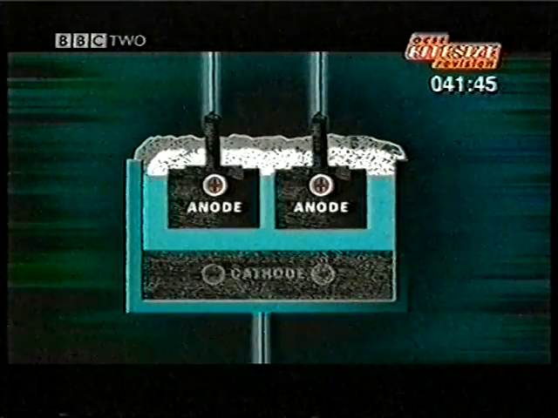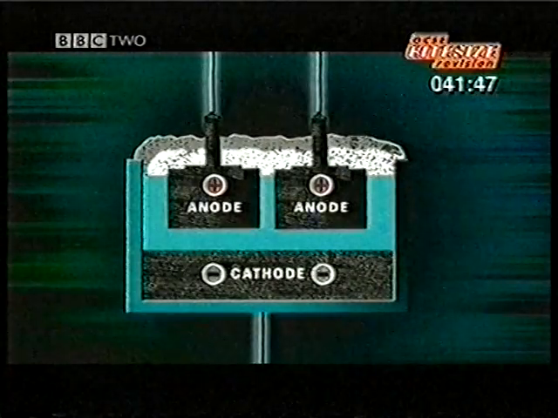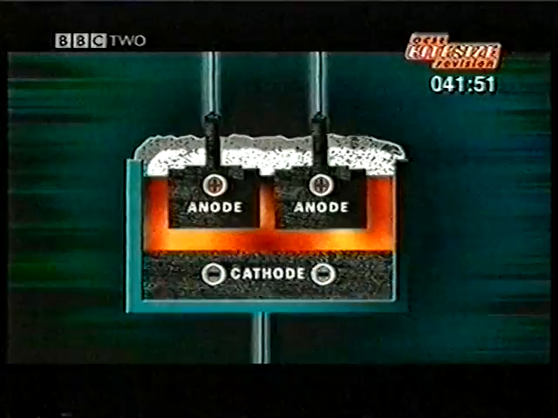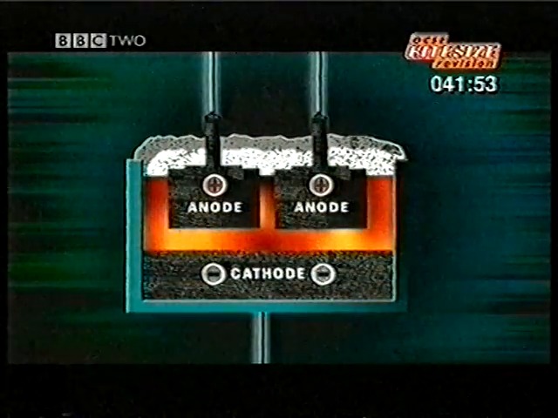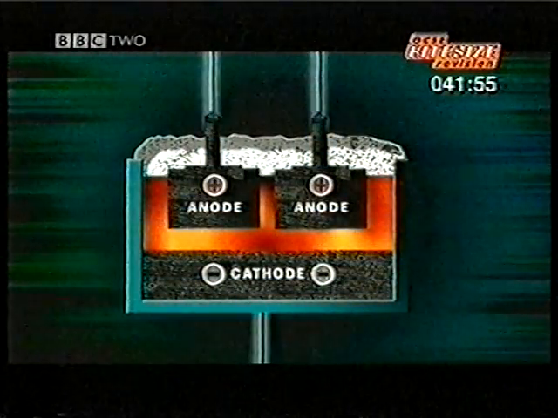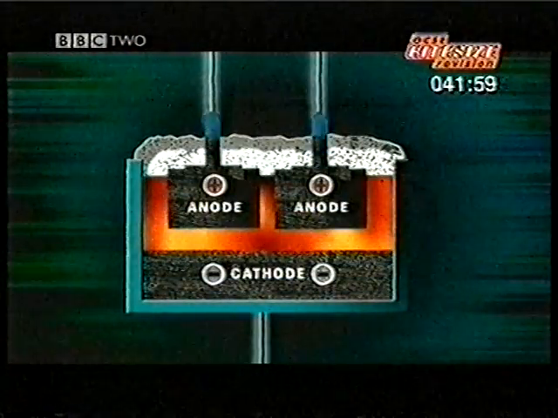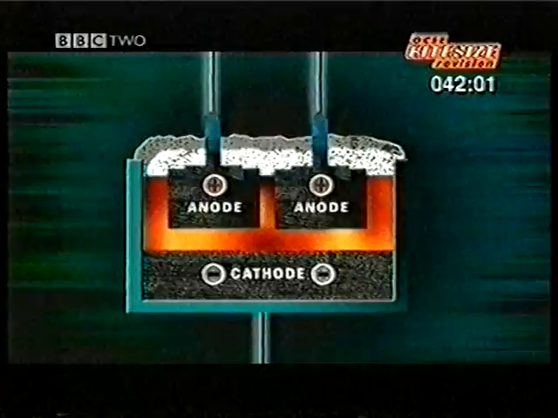The massive electric current passes between the anodes and the cathodes through molten alumina. The current keeps it hot. To save electricity, they also add a material called cryolite. It brings the melting temperature down from 2000 to 950 Celsius.